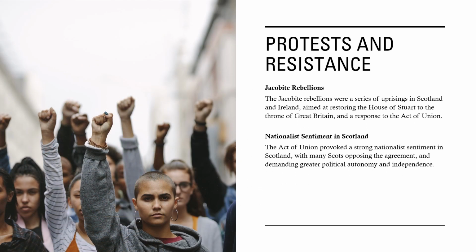Protests and resistance. Jacobite rebellions. The Jacobite rebellions were a series of uprisings in Scotland and Ireland aimed at restoring the House of Stuart to the throne of Great Britain and a response to the Act of Union. Nationalist sentiment in Scotland. The Act of Union provoked a strong nationalist sentiment in Scotland, with many Scots opposing the agreement and demanding greater political autonomy and independence.